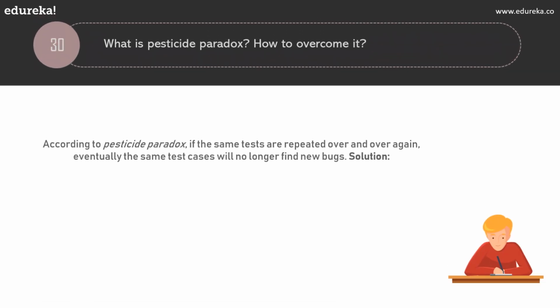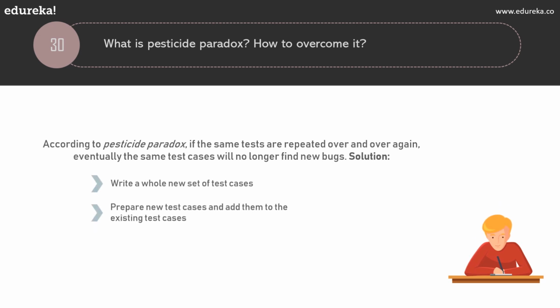Moving on to our next question. What is pesticide paradox and how do you overcome it? If the same test cases are repeatedly run over and over again, eventually they will no longer help you find new bugs. And this concept is called pesticide paradox in testing. After a certain number of iterations of testing, as the testing improves, the defect number actually starts dropping and most of the bugs will actually be fixed. So developers will be extra careful in only those places where testers found more defects and they might not look in the other areas. This is what you call pesticide paradox.